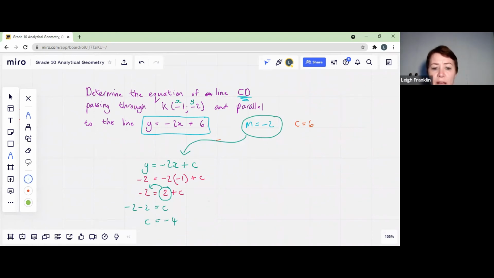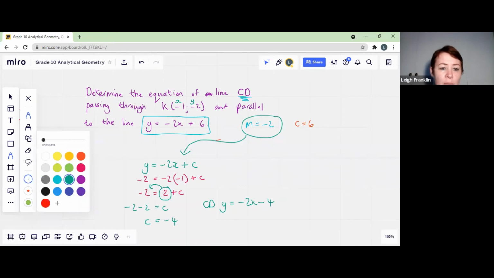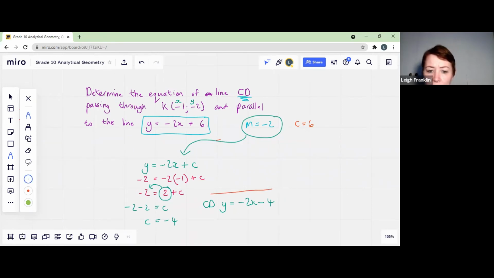So the equation of line CD takes the form y equals -2x minus 4. Okay, so is there anybody else besides Harry who managed to get that?